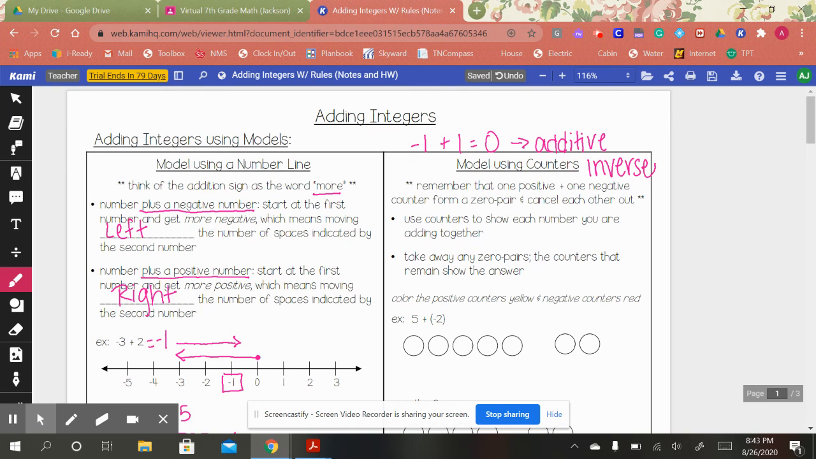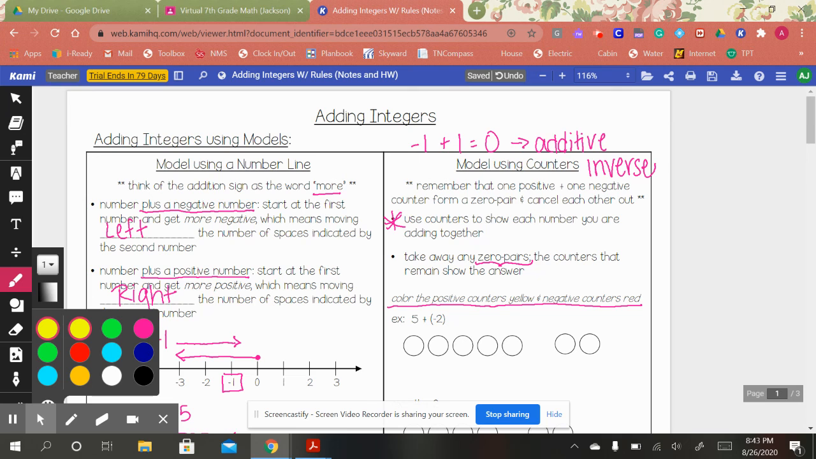So the directions here say to use counters to show each number you are adding together. Take away any 0 pairs. So that's going to be your +1, -1. That forms 0. So we're going to take away those 0 pairs, then count the counters that remain. So here is the directions for counters. Color the positive ones yellow, negative ones red. So I'm going to go ahead and switch over.